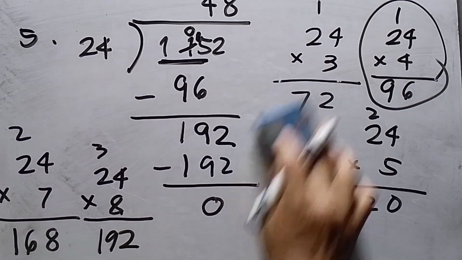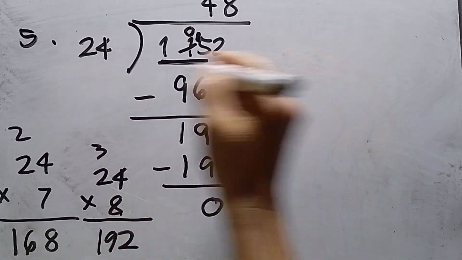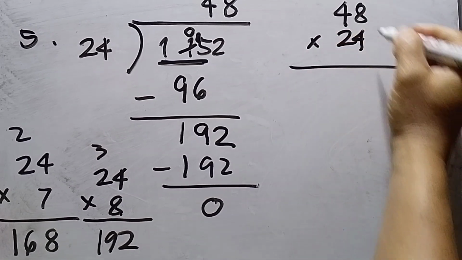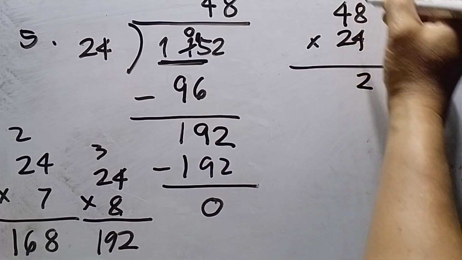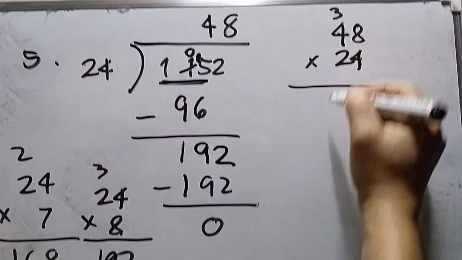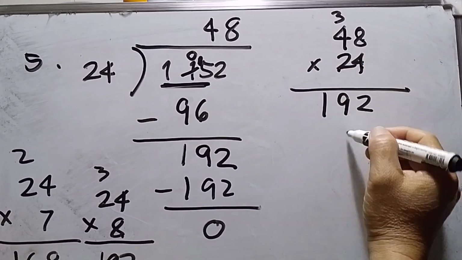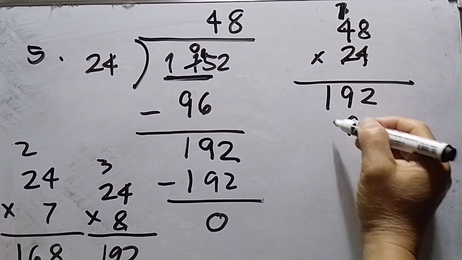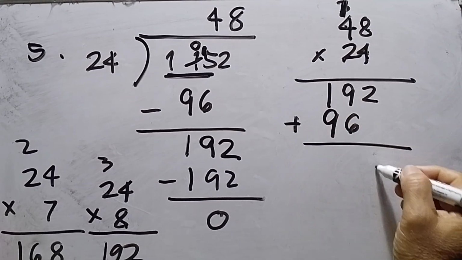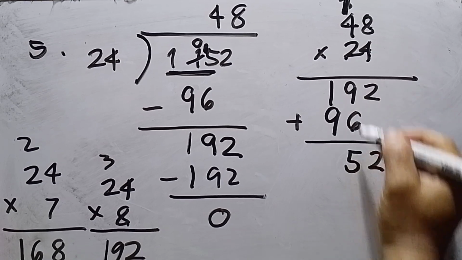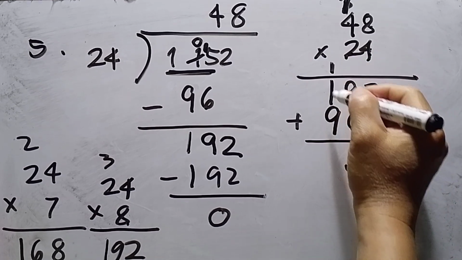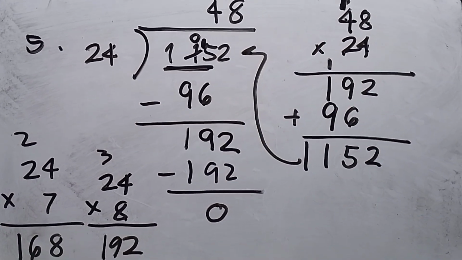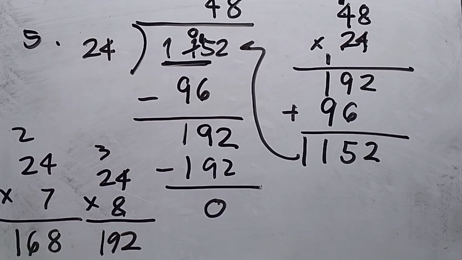Now let us check. So quotient times divisor, 48 times 24. 8 times 4 is 32, carry 3. 4 times 4 is 16, plus 3, 19. And then 2 times 8, 16, carry 1. 4 times 2 is 8, plus 1, 9. Then, bring down 2. This is 15, carry 1. 10, 11. So my dividend is 1,152. So the answer for number 5 is 48. That's all.